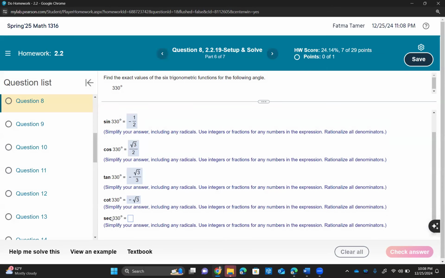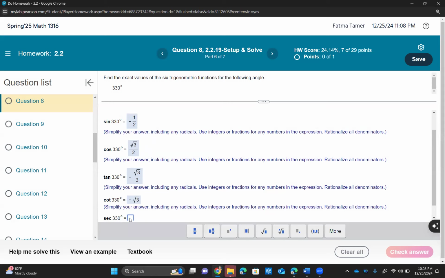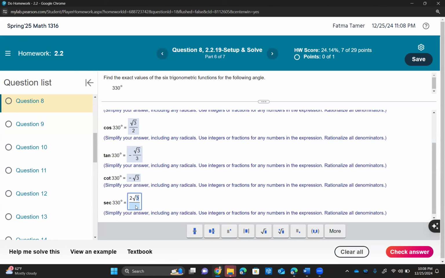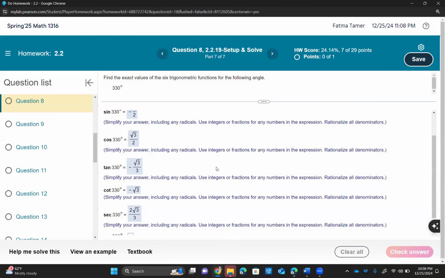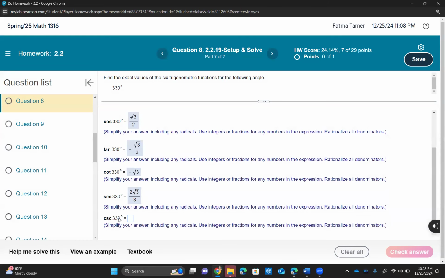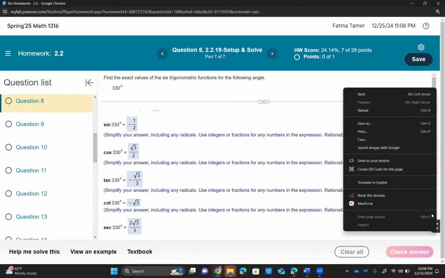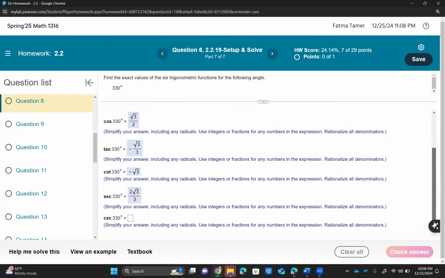Next question is secant of 330. So it will be the reciprocal of cosine. We already have the cosine value here. When I calculate its reciprocal, it's 2 over root 3. And 2 over root 3, when I rationalize it, becomes 2 root 3 over 3. Cosecant of 330 is the reciprocal of sine of 330. So this is the sine value. Its reciprocal is just negative 2. So here, I just need to enter a negative 2.